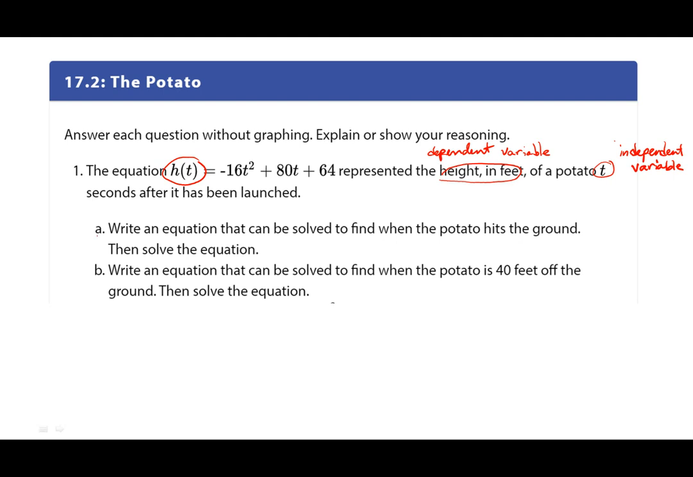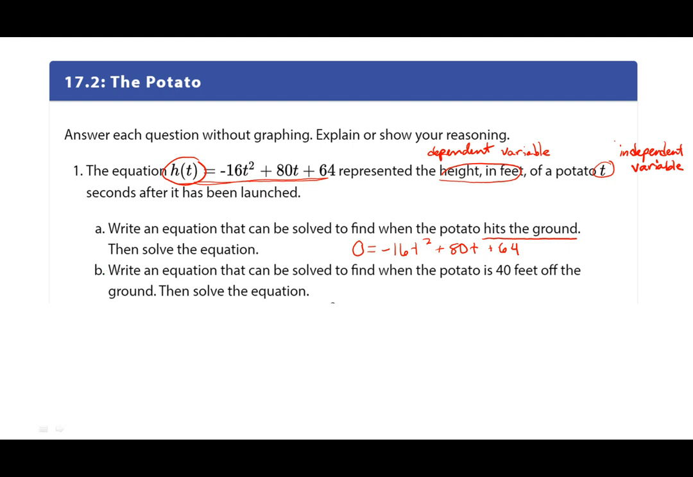All right, so part A, first we want to write an equation that can be solved to find when the potato hits the ground. When something hits the ground, its height above the ground is going to be 0. So we're just going to take this entire equation and we're going to replace h of t with 0 because the height is 0. So 0 equals negative 16t squared plus 80t plus 64. All right, we're going to wait to solve the equation to the next slide.